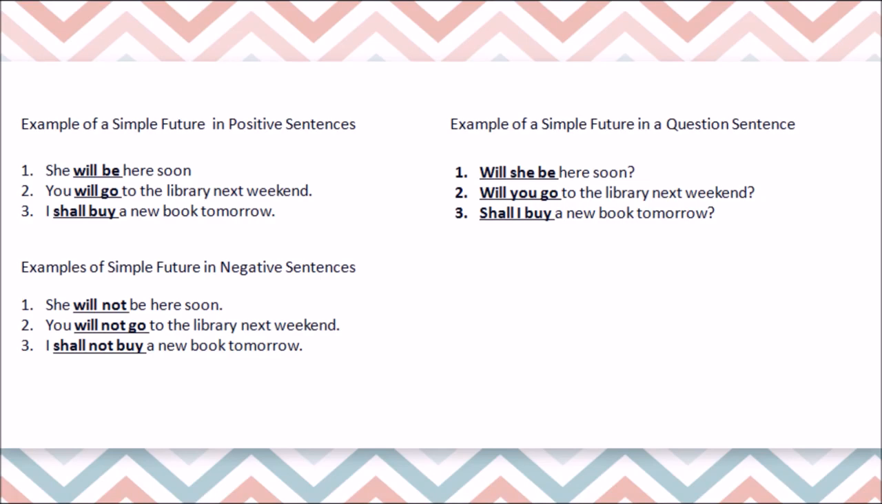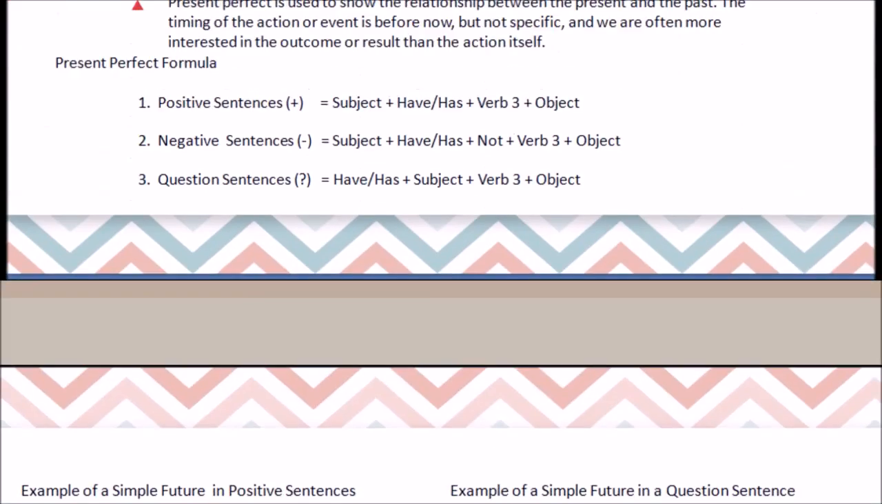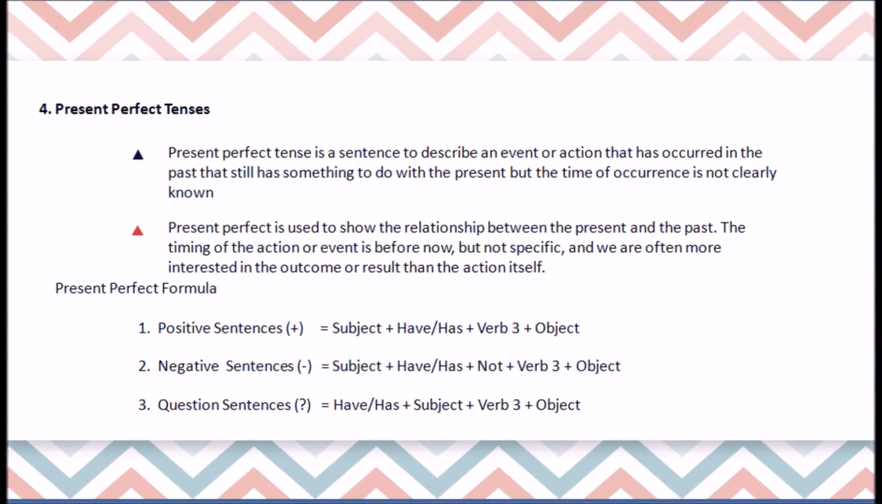Example of simple future in negative sentence: she will not be here soon. You will not go to the library next week. I shall not buy a new book tomorrow. Example of simple future in question sentence: will she be here soon? Will you go to library next weekend? Shall I buy a new book tomorrow? The next is present perfect tense.